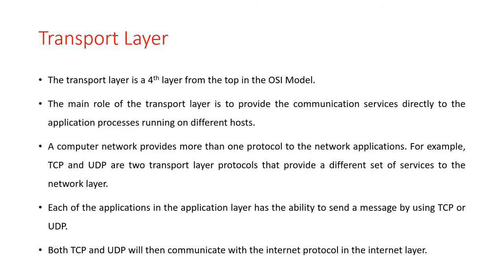Each application in the application layer has the ability to send a message by using the TCP or UDP protocol. The application communicates by using either of these two protocols, TCP or UDP. Both TCP and UDP will then communicate with the internet protocol in the internet layer. The application can read and write to the transport layer, so we can say that communication is a two-way process in the transport layer.